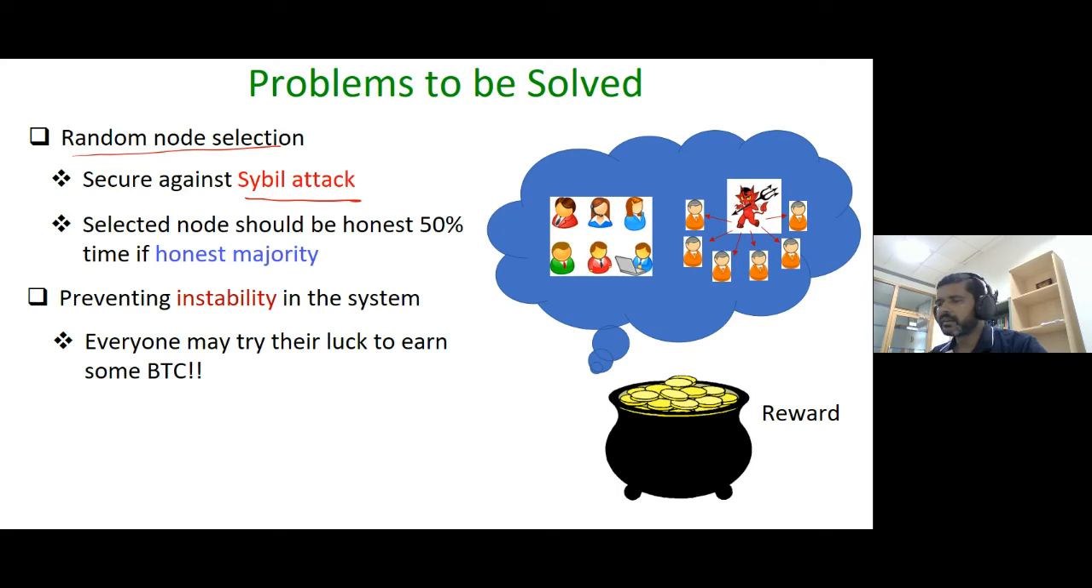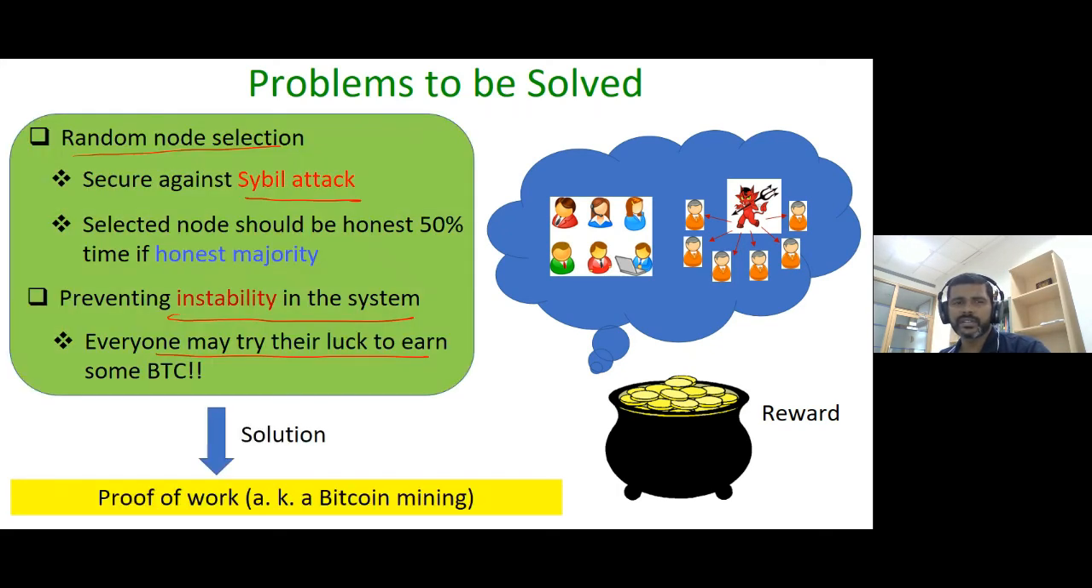And we have to design a node selection algorithm which should prevent instability in the system. Instability in the sense that if we allow everyone to become a node selector, to select the next block in the blockchain, then everyone may try to earn some Bitcoin by trying to propose the next block in the system. So to take care of the Sybil attack and to ensure that we do not create instability in the system, we get the solution for the random node selection algorithm through another technique which we call proof of work, which in the Bitcoin jargon we also call Bitcoin mining.